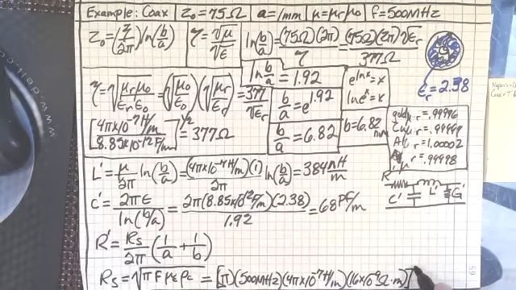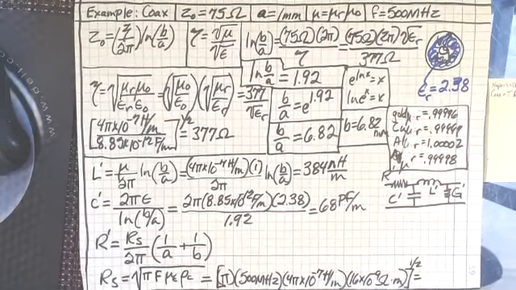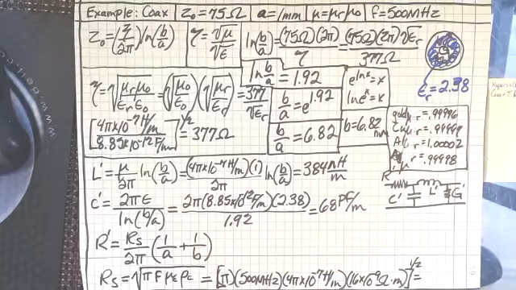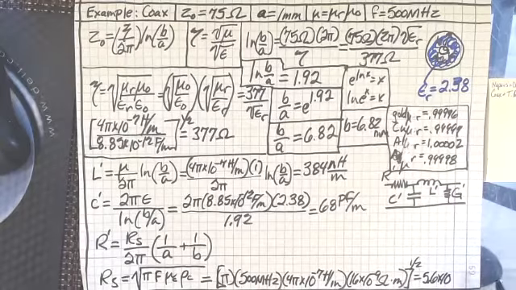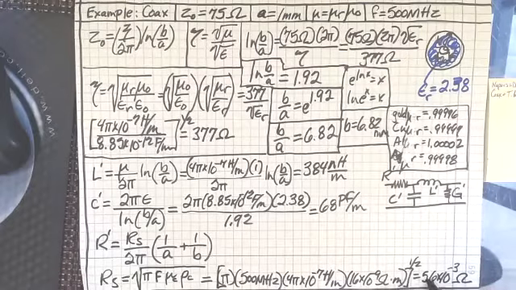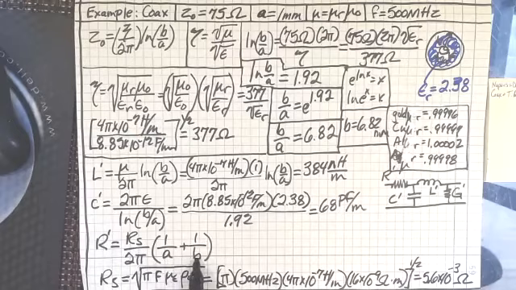So anyway, if I take the square root of that, I should get 5.6 times 10 to the minus 3 ohms. And it is ohms because remember we've got meters in the bottom here, so we're going to get that later.